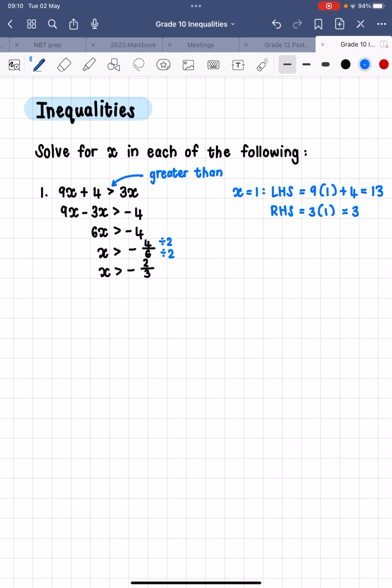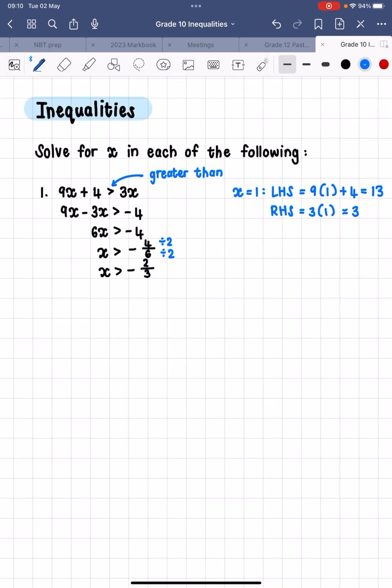Let's see. 9 times 0 is 0 plus 4 is 4, right? If x is 0, I'm testing now, then I would have a 4 on the left-hand side. And if x is 0, what would I have on the right? 0. A 0, which is true, right? 4 is greater than 0.